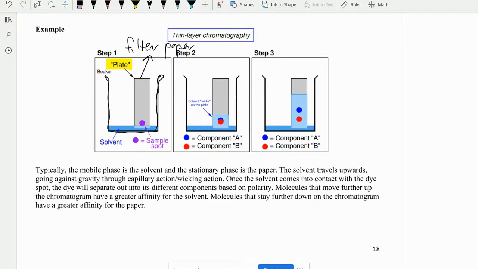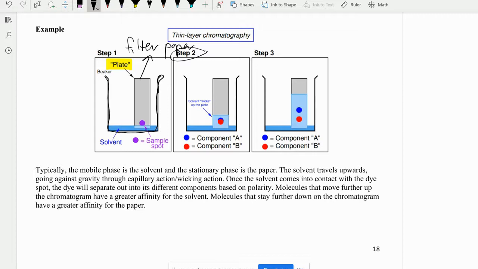The reason we call this the mobile phase is because once we place the chromatogram that contains our spot, our mixture that we're curious about learning more about, once that chromatogram paper comes into contact with the solvent or mobile phase, the solvent is actually going to travel upward and work against gravity through something called capillary action. We also call that wicking action. In step two, the solvent starts to travel up the chromatogram.